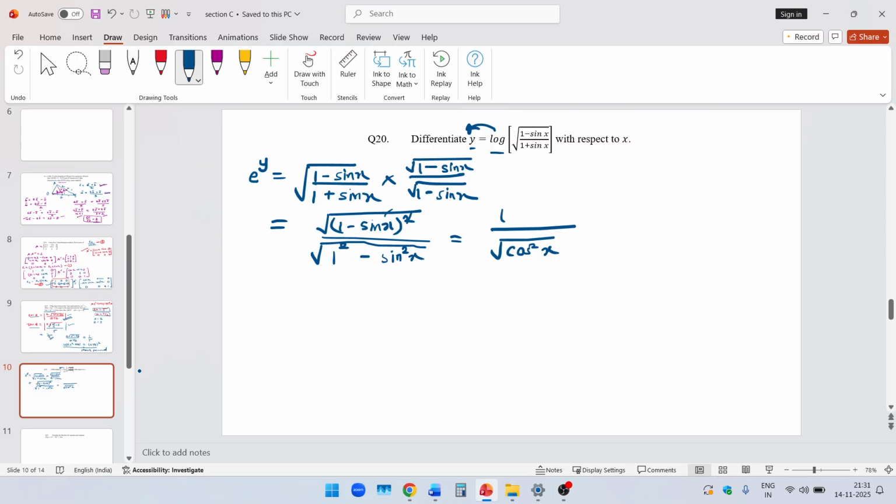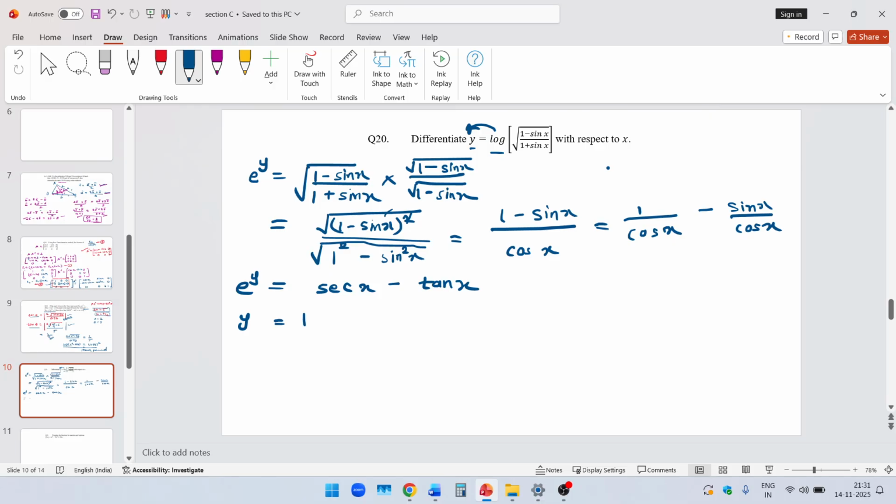The root and the square gets cancelled. You will get 1 minus sine x, and in the denominator again cos square x and root both will get cancelled to give you cos x. Now you can separate the denominator. You will get 1 upon cos x minus sin x upon cos x. This gives you the final form of the question, which is 1 upon cos x can be written as sec x, and minus sin x upon cos x can be written as tan x. This will be equal to e raised to y. Now take e on the other side again. You will get y is equal to log of sec x minus tan x.